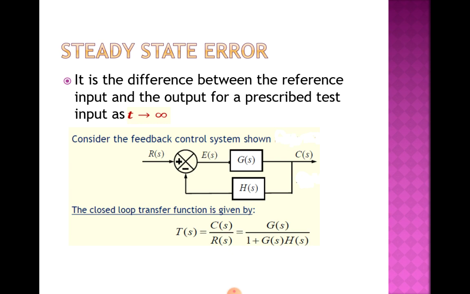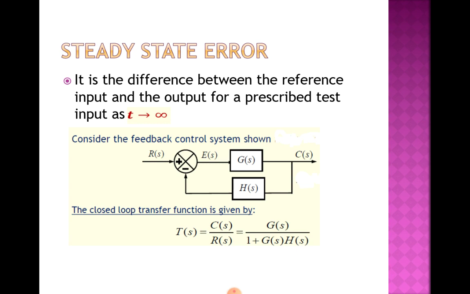Now here there is a feedback control system with the input R of S, the output C of S, then there is a forward path gain G of S and feedback gain H of S. This is a feedback closed loop system. So here the difference between the output and input R of S is E of S. This is the error in S domain.